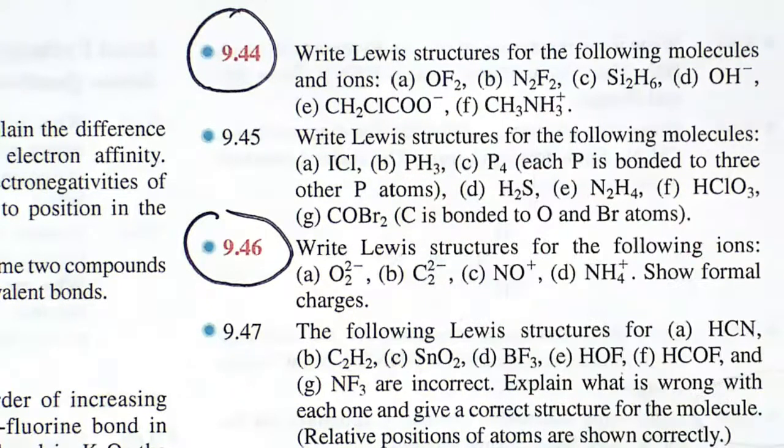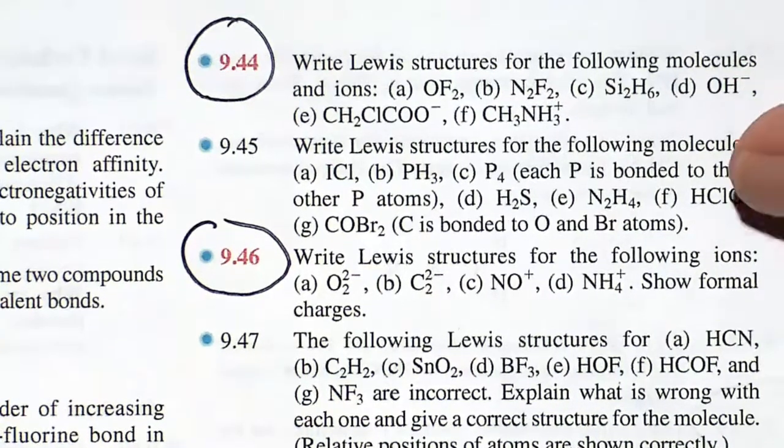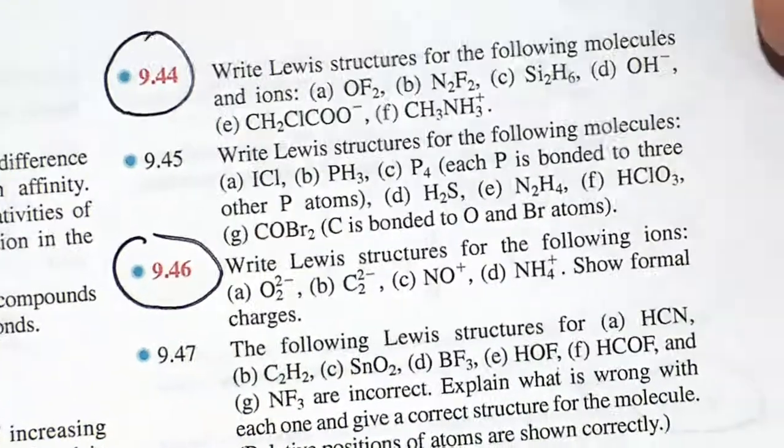So valence electrons are outer electrons that are going to participate in bonding. Okay, these are all covalent compounds, so they're going to be single bonds, double bonds, or triple bonds. So OF2 is our first one on this list. So let's go ahead and do that.